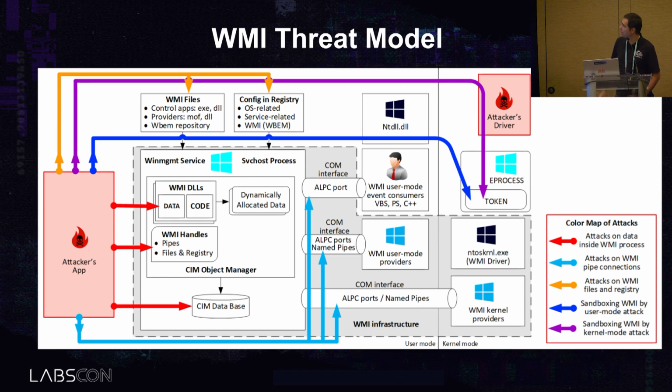And on the right, there are the types of the attack vectors that can be used on this threat model. So we have attacks on data inside the WMI process, attacks on pipes, connections, attacks on files and registries, sandboxing of the WMI using a user-land attack, and then using a kernel driver. At Black Hat, I already talked about these attack vectors, but today we'll focus on one more attack on data inside the WMI process, and actually showcase the attack on ALPC pipe connections.